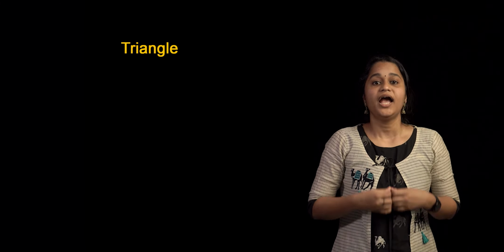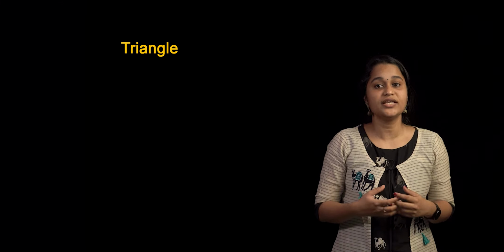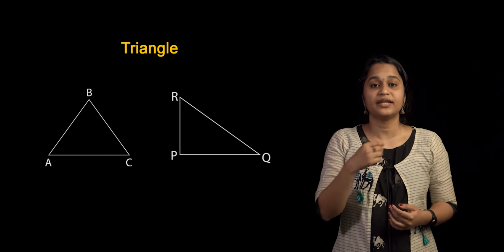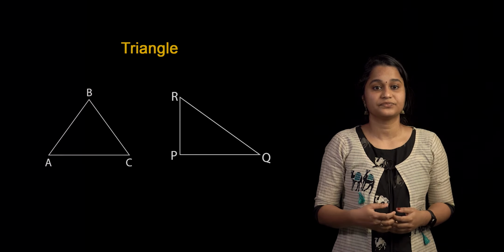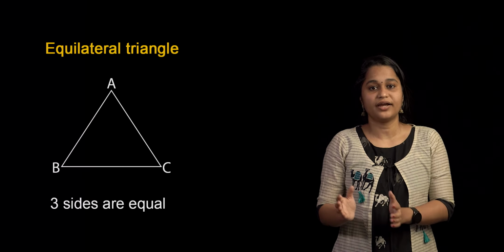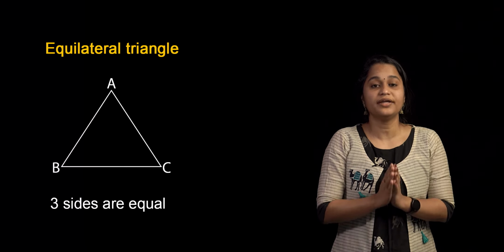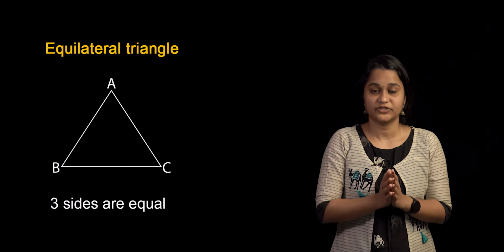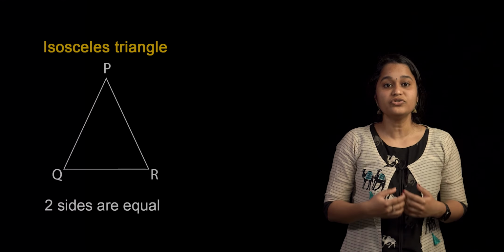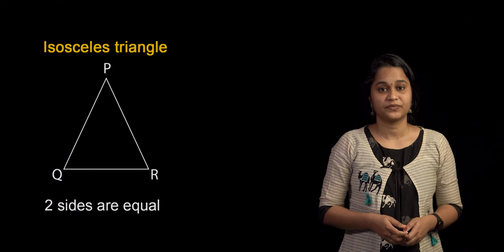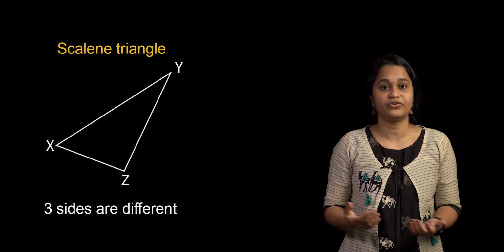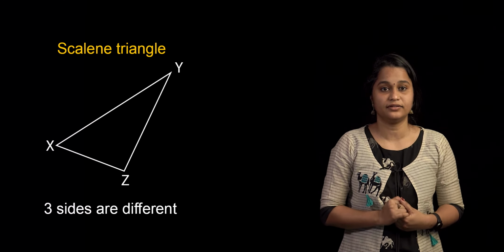Triangle. As we know, triangle is a three-sided polygon. See, here ABC is a triangle. PQR is another triangle. If three sides of a triangle are equal, then it is called an equilateral triangle. Okay? And if two sides of a triangle are equal, then it is called an isosceles triangle. And if three sides of a triangle are different, then it is called a scalene triangle. Okay? So it is a classification based on length of sides. Fine.